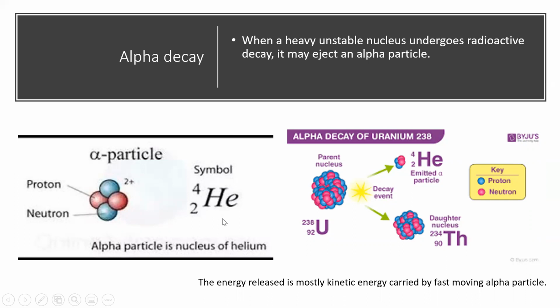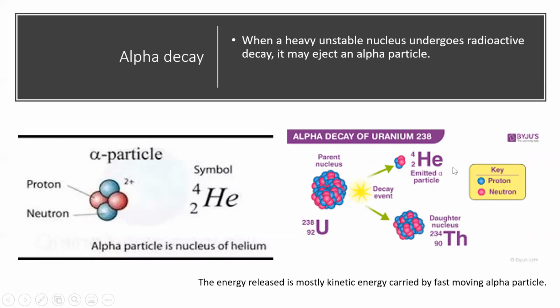An example of alpha decay is that a parent nucleus of uranium 238, an isotope of uranium, when it tries to become stable, emits an alpha particle, that is 4He2, and the daughter nucleus that is created is thorium 234 with atomic number 90.